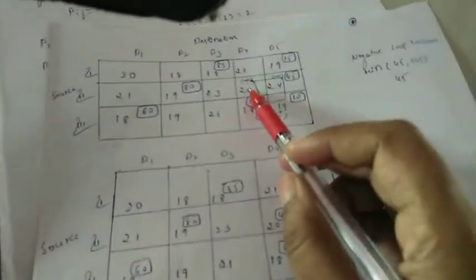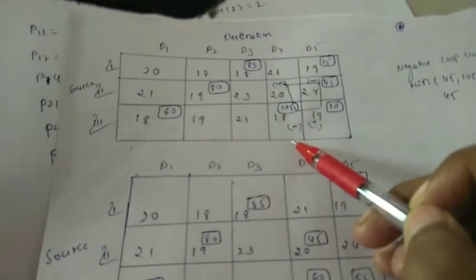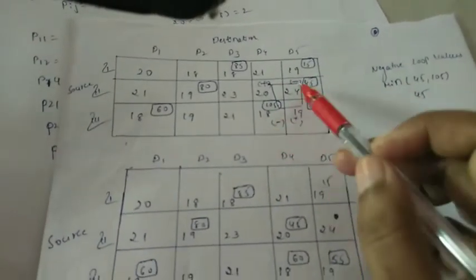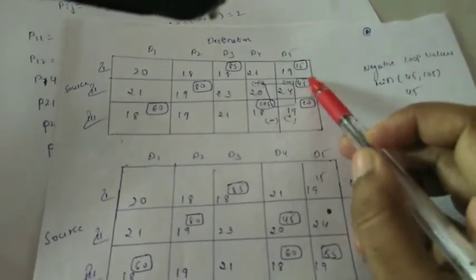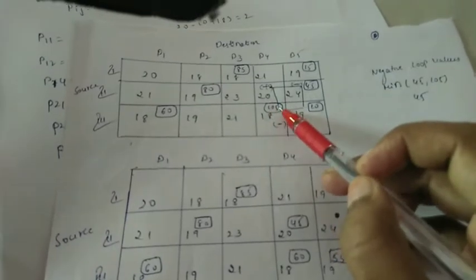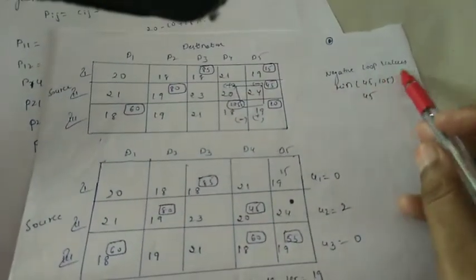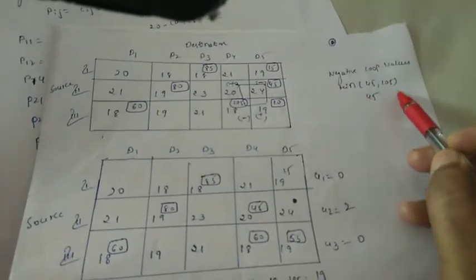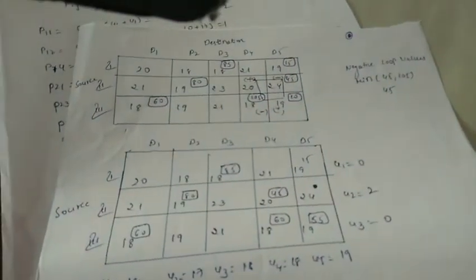Here positive. So check here: positive, negative, positive, negative, like that. Here the negatives, what are there? This is negative and this is negative. In these negatives, what are the allocated cells? 45, and the allocated cell is 105. So in the negative loop values, we take the minimum of 45 and 105. Actually we are having negative values.